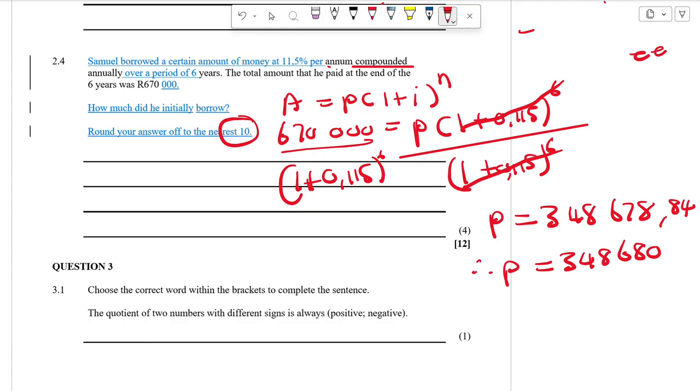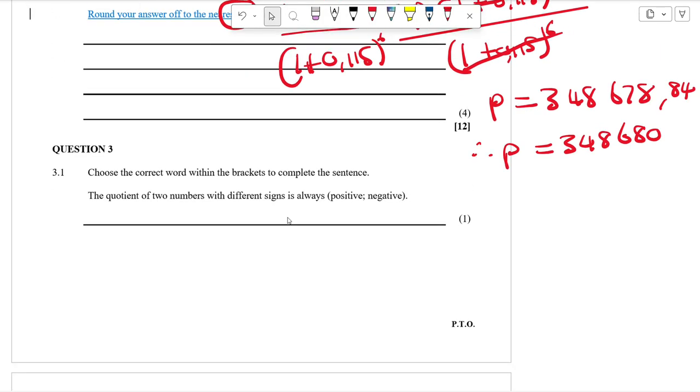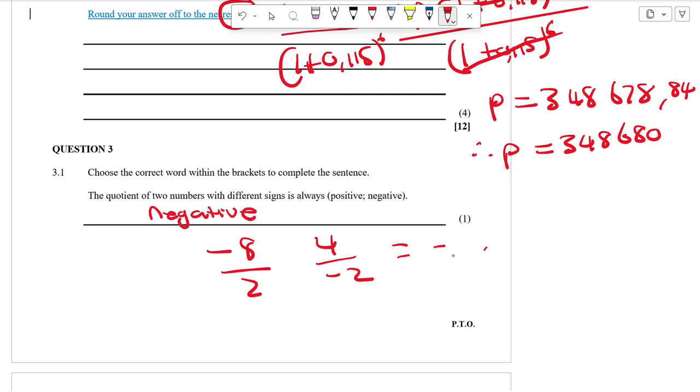Okay, so let's go to question 3. Choose the correct word within the brackets to complete the statement. The quotient of two numbers with a different sign is always negative. It's like minus 8 divided by 2 or 4 divided by minus 2. The answer will always be a negative number. So here the answer is negative.